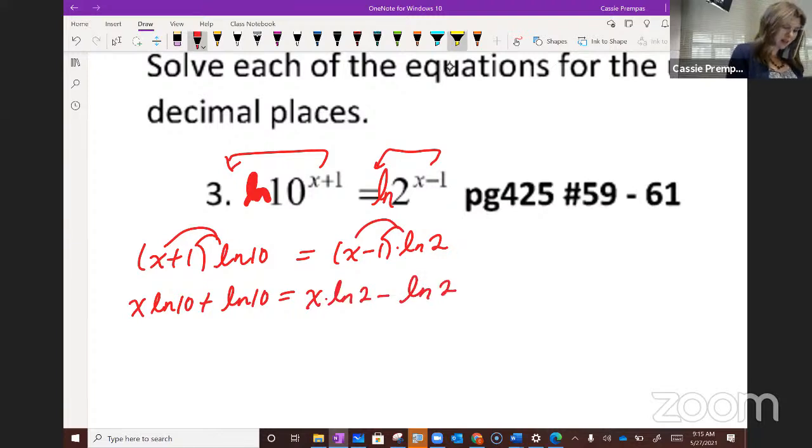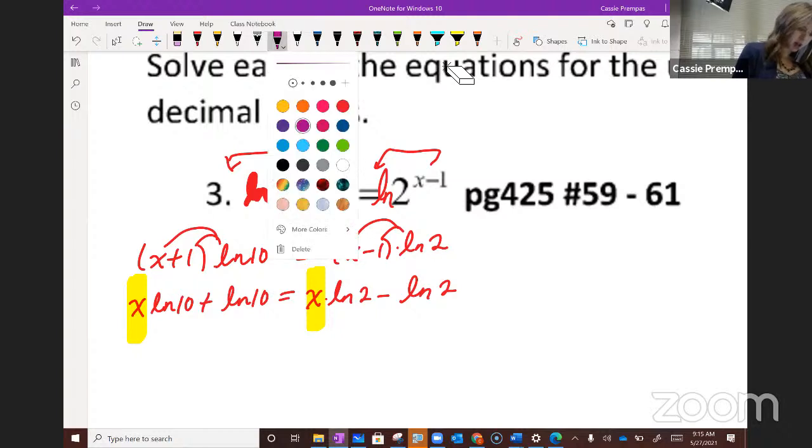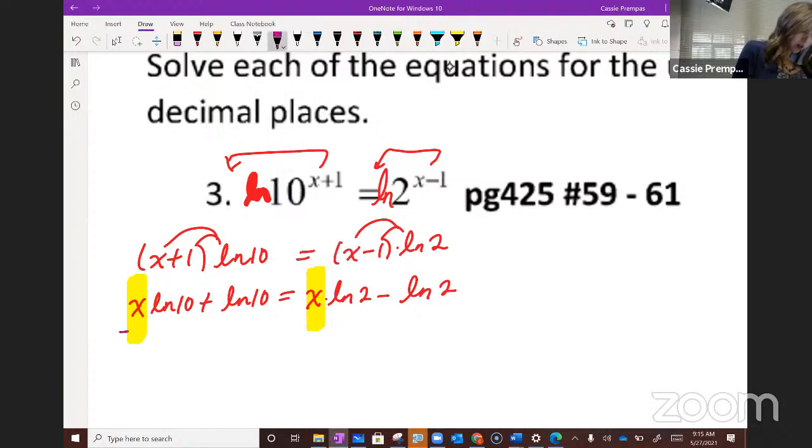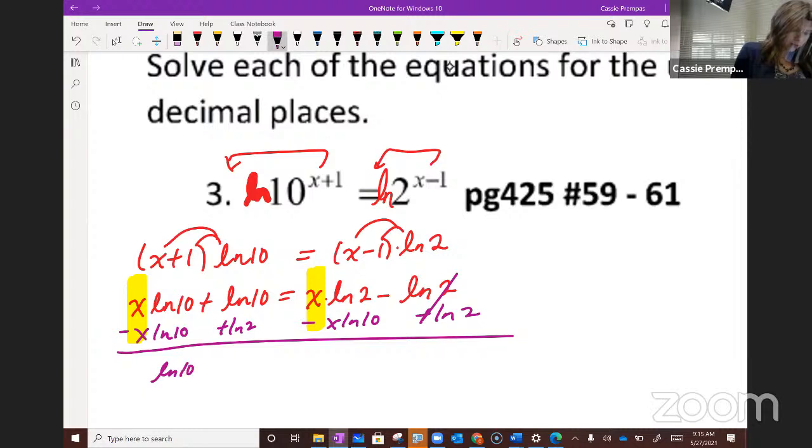I see x on this side and this side of the equation. So what am I going to do? Get them on the same side. Good. So I'm going to subtract. Make this a little bit of a smaller pen so I can write that. I'm going to subtract x natural log of 10 over here. And I'm going to add natural log of 2 over here. So I can start moving the x's together. So I have natural log of 10 plus natural log of 2 is equal to x natural log of 2 minus x natural log of 10.